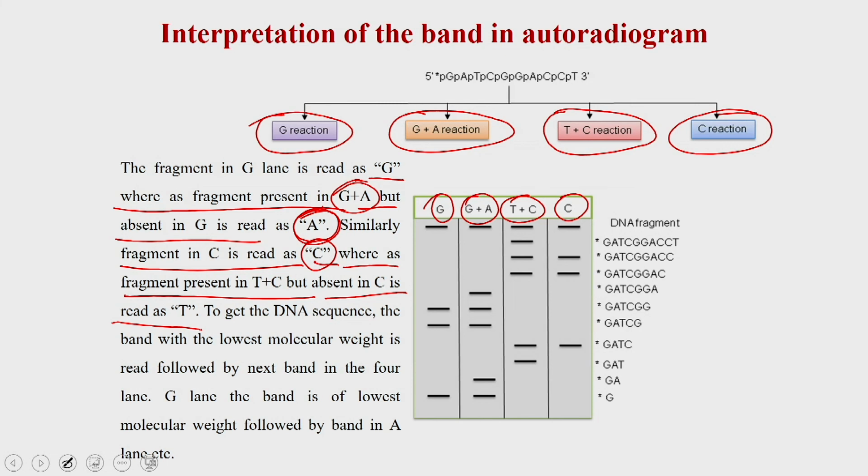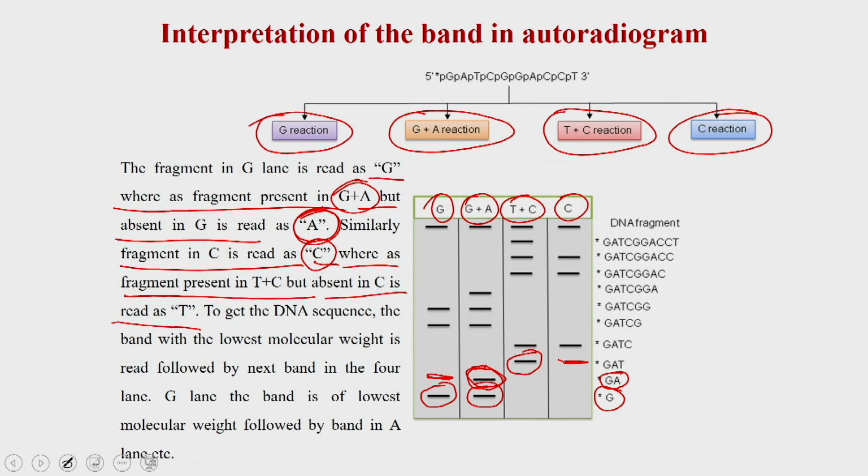Now, let us see how it is done. You have here the G, here you have G plus A, which means you are actually having this as G. In the second one, you see that here you have a band in the G plus A lane, but the band at the corresponding position in the G reaction is absent, which means this is a band for the A reaction. So, that is why it becomes A. Now, you go to the T plus C, you will see that T plus C has a band, but the corresponding band in the C reaction is absent, that is why this is going to be T. So, you write the T.